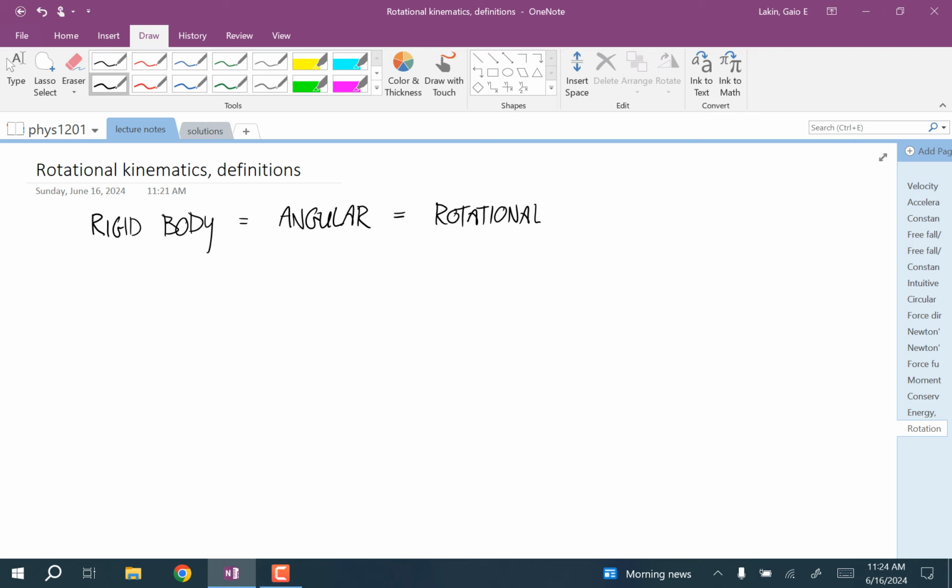And we're going to start with kinematics. Kinematics means we're not taking into account forces and masses and stuff like that yet. So for now, we're just going to be describing the motion, defining some new quantities.